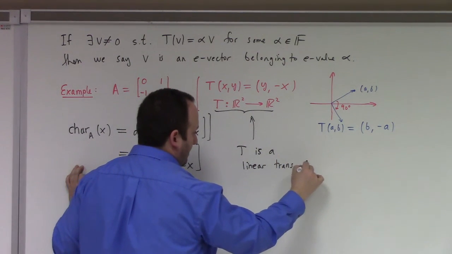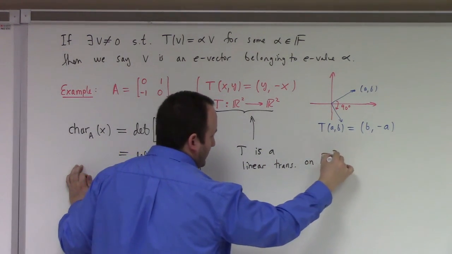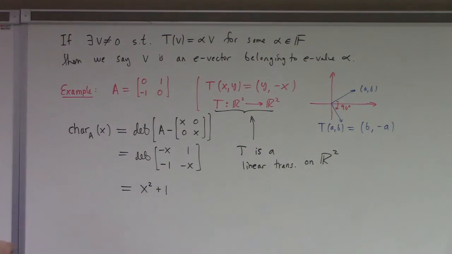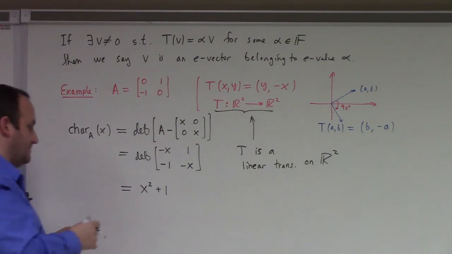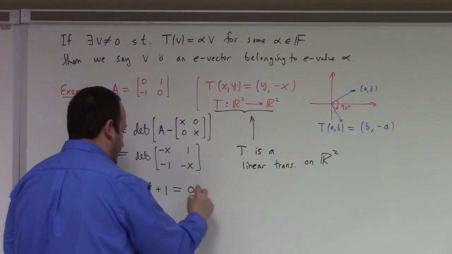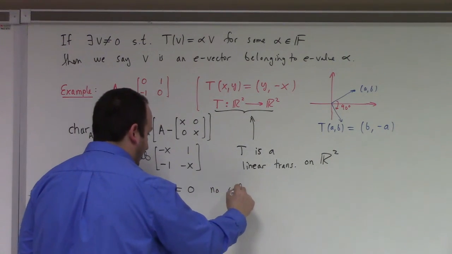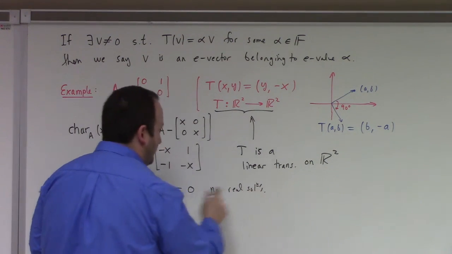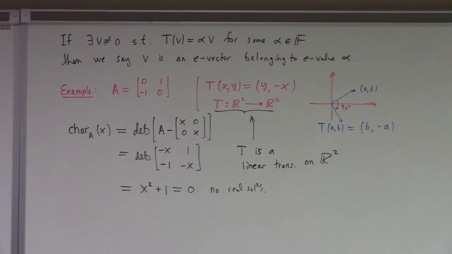R2, and R2 is a real vector space, right? So does this have any real solution? If you set this equal to 0, there are no real solutions, right? So not every matrix has a characteristic value.